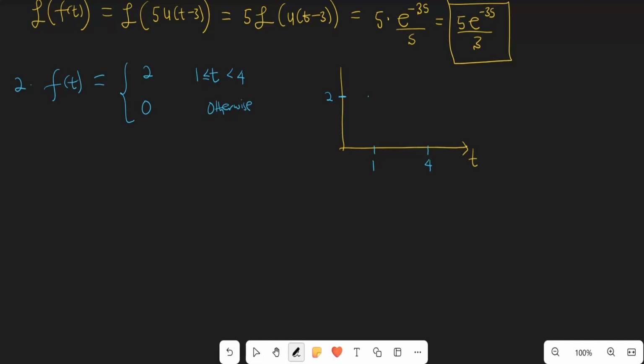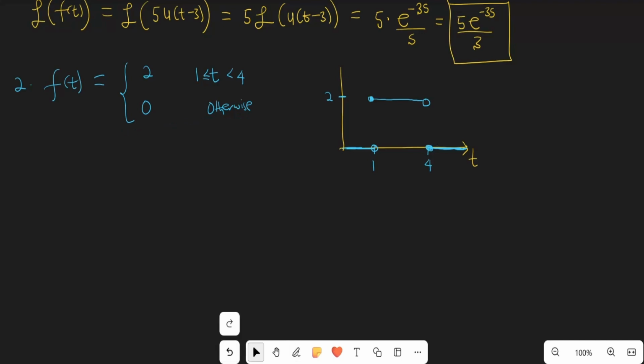So this one is going to be 1, and 1 is going to be filled, and then this one continues until 4, but 4 is not inclusive. But then it is 0 otherwise. That means every other value of t is 0. So that means this one is going to be 0 like this. Going to be 0 for every other value of t, and this one is going to be 0 up until infinity. This one is filled, and it's going to be 0 for all the values of t left. So this is the graphical illustration of this one.